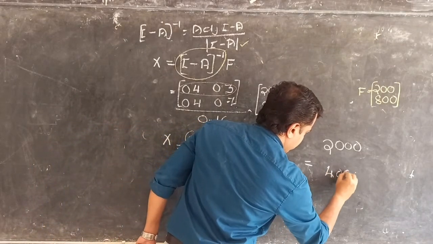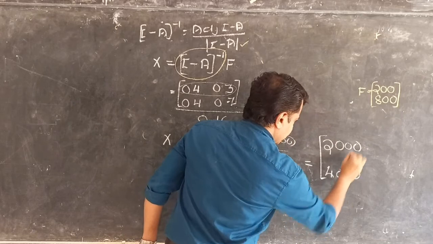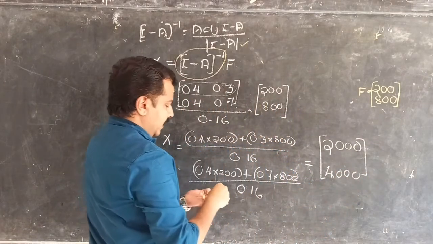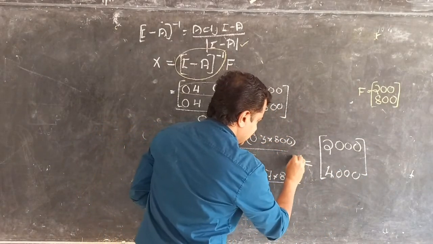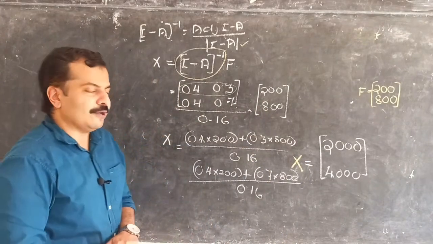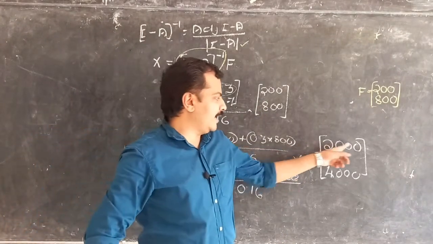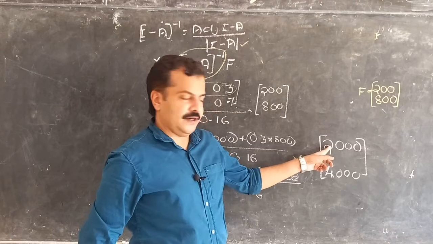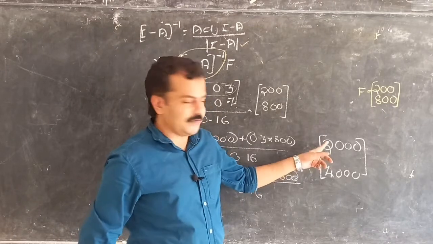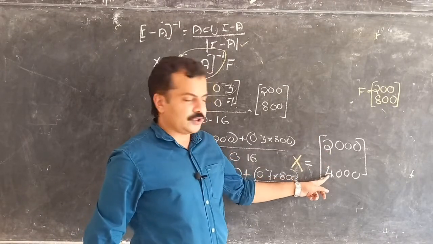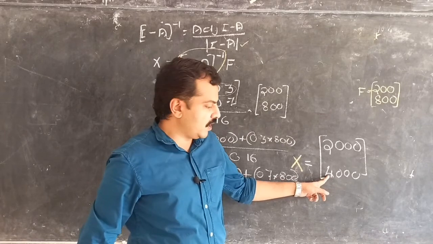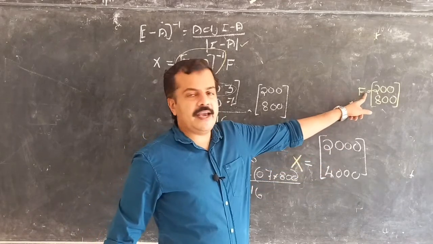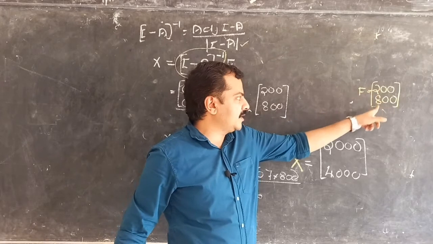4000 for the second solution. So the final solution, or the final vector which is x, will be equal to 2000 and 4000. So this is the gross output: 2000 for the gross output of the first sector, which is our agriculture sector, and 4000 is the gross output of the industrial sector to meet the final demand vector, which is 200 and 800.